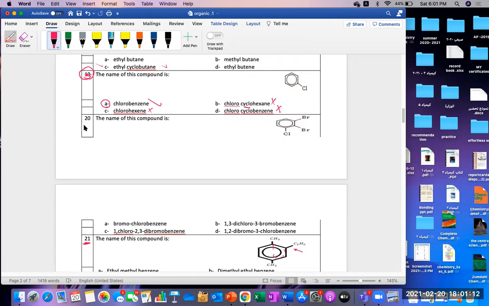Okay, 20, I will do it with you now. For 20, it will be starting from 1, 2, 3. So it will be 1,2-dibromo-3-chloro, right? So we need to search for 1,2-dibromo-3-chloro. Yes, it will be D, and there is no cyclo.